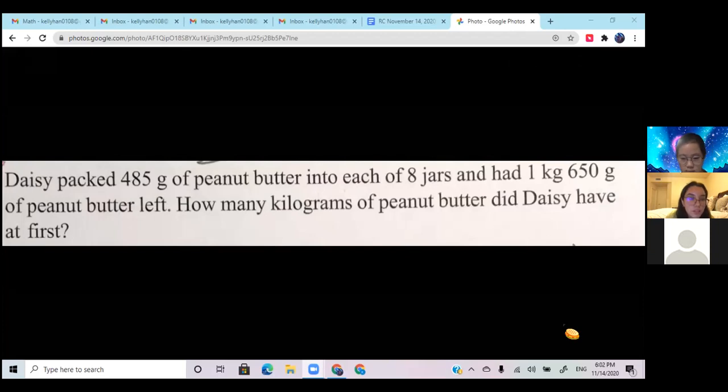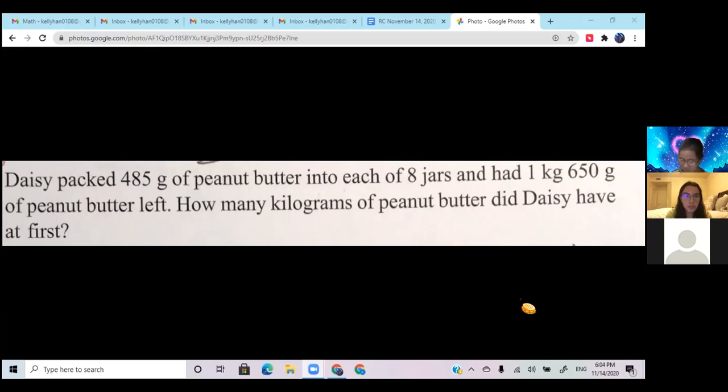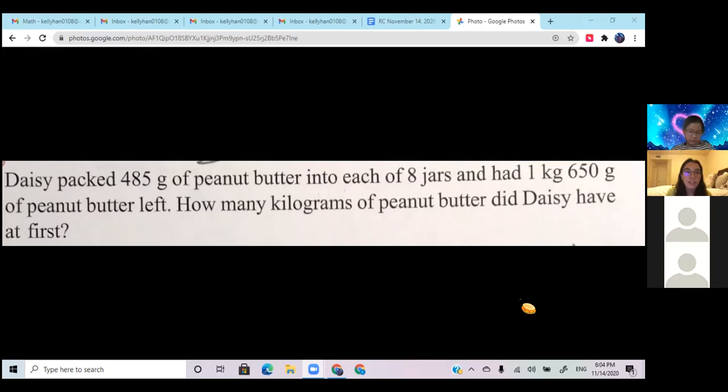Okay, so let's see. It looks like we have to convert. Do you know how many grams are in a kilogram? Yeah, 1,000. Okay. So if she had already packed 485 into 8 jars and she had 1 kilogram and 650 grams of peanut butter left, it's asking how many did she have at first. So we have to convert the grams to kilograms.